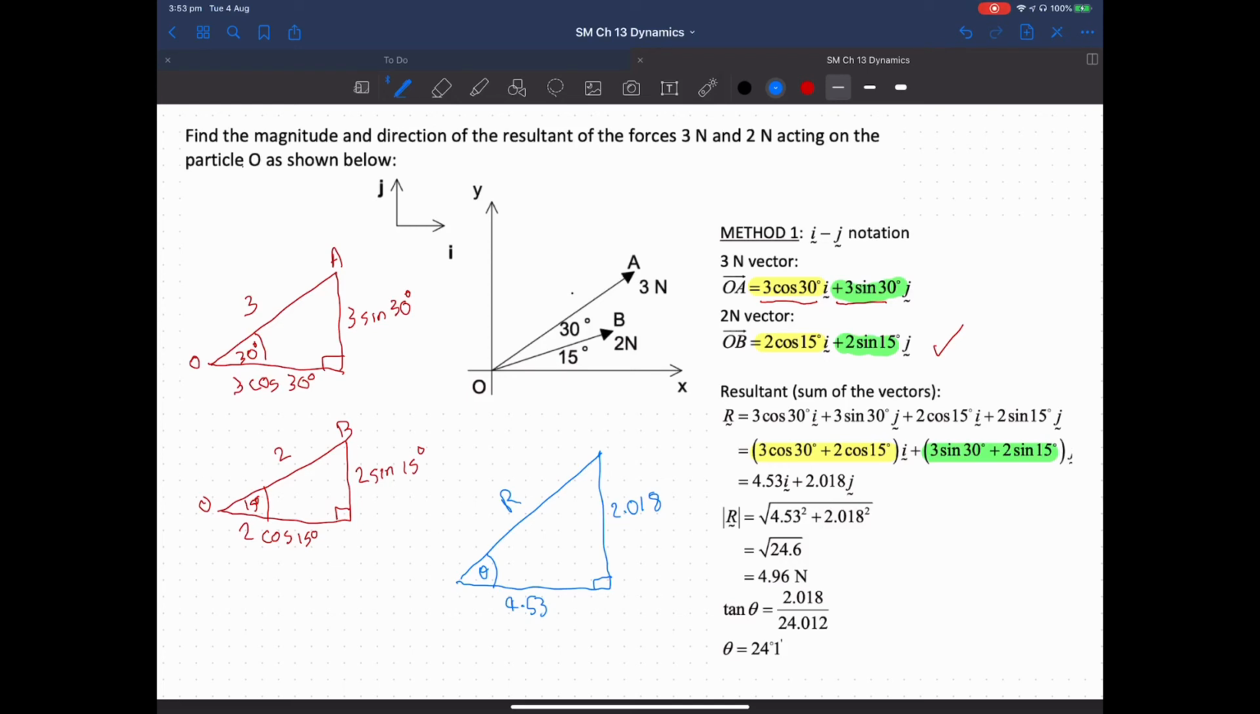The angle, tan theta, equals the opposite side divided by the adjacent. Tan theta equals 2.018 over, the bottom line says 24.012. That is obviously a mistake. It is 4.53. So inverse tan of that gives us 24 degrees and 1 minute.